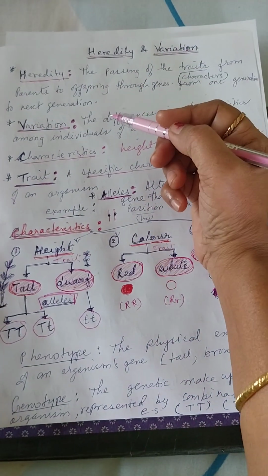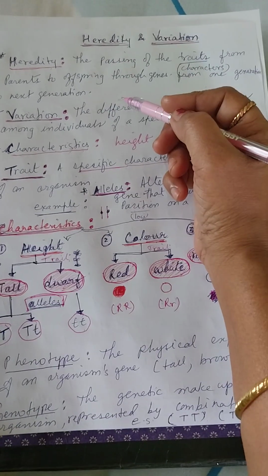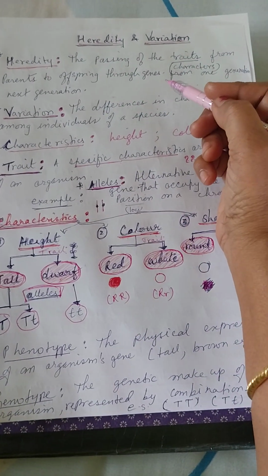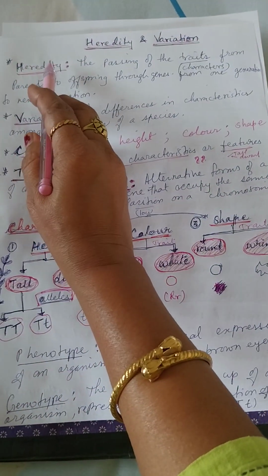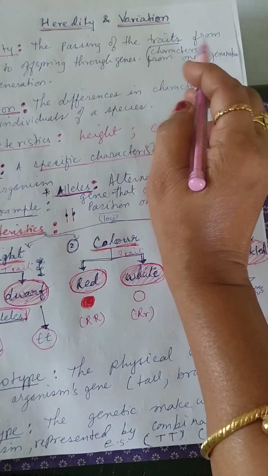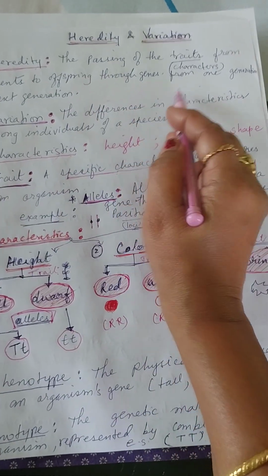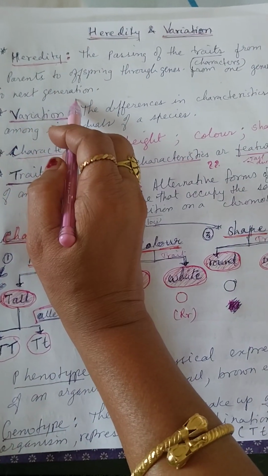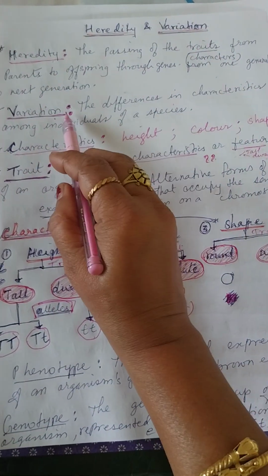In the reproduction chapter, we have already come to know that characters are passed from one generation to the next generation, from the parents to the offspring. Let us first understand the term heredity. The passing of the traits or characters from parents to offspring through genes from one generation to the next generation is known as heredity.